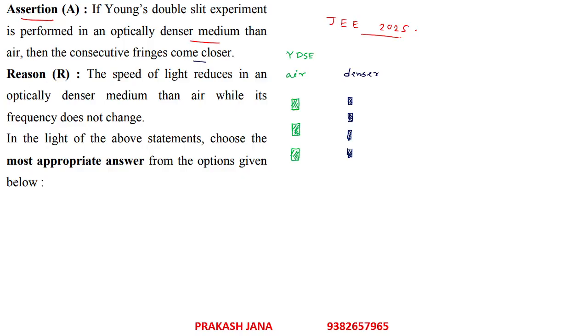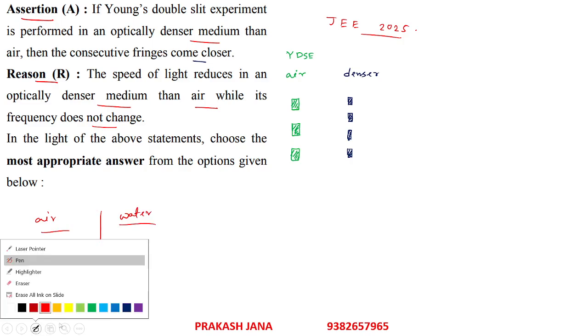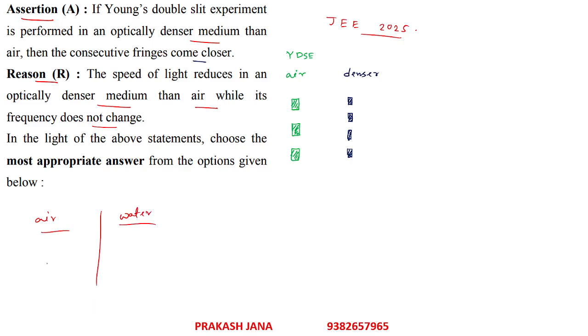Now let's read the reason. It says the speed of light reduces in an optically denser medium than air, while its frequency does not change. Suppose this is the air medium and this is some denser medium, maybe water. When light travels from air to water, some bending will take place here, but I am not showing it.